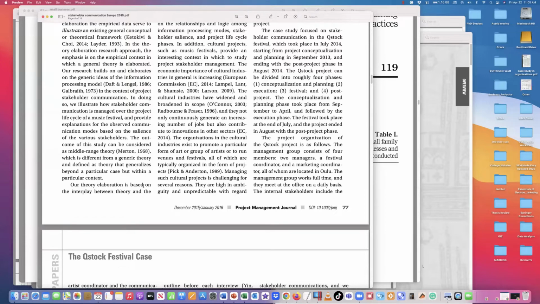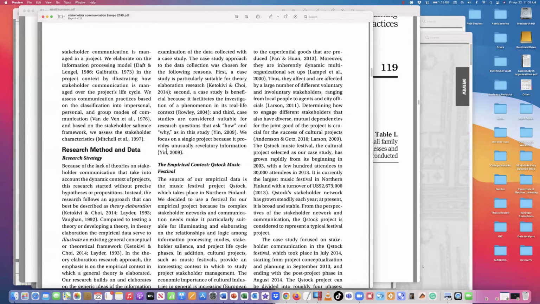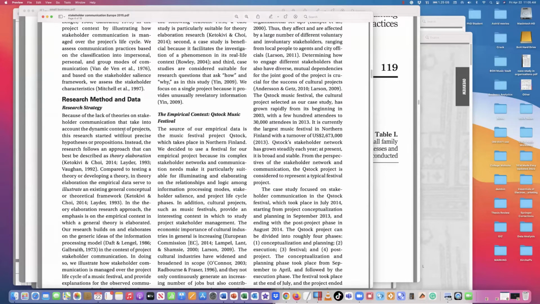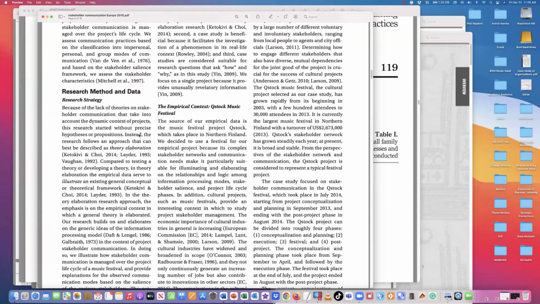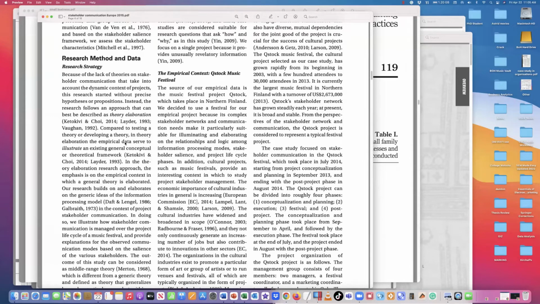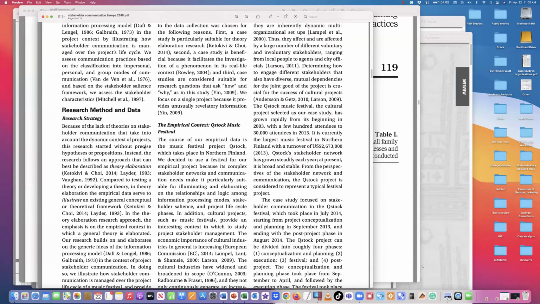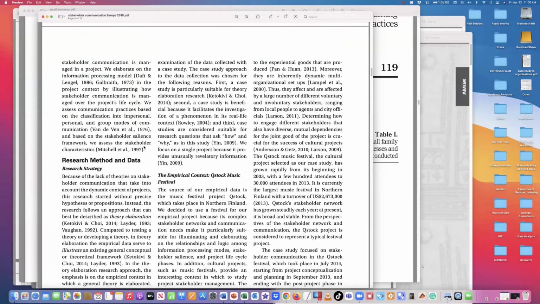Our theory elaboration was based on the interplay between the theory and examination of data collected in the case study. The case study approach for the data collection was chosen for the following reasons. One, a case study is particularly suitable for theory elaboration research. There's theory testing, and then there's theory explanation, theory elaboration. In theory elaboration, you try to use the empirical data to illustrate a general conceptual theoretical framework. So you have a framework and you use the data you have collected to see whether it's reflecting the same thing that you are saying.